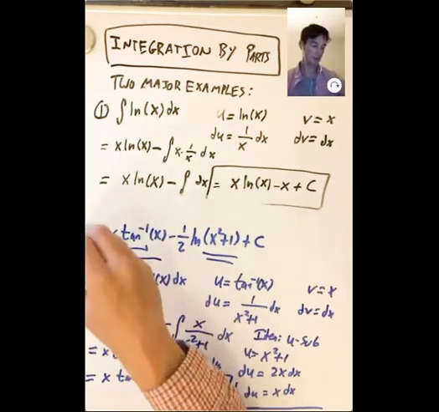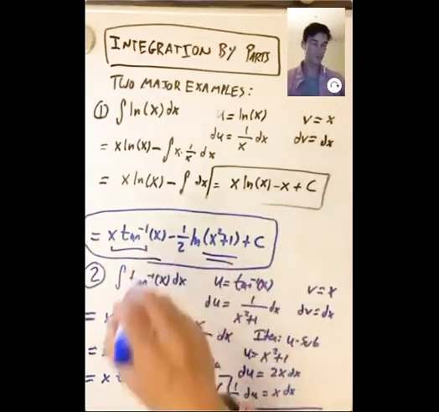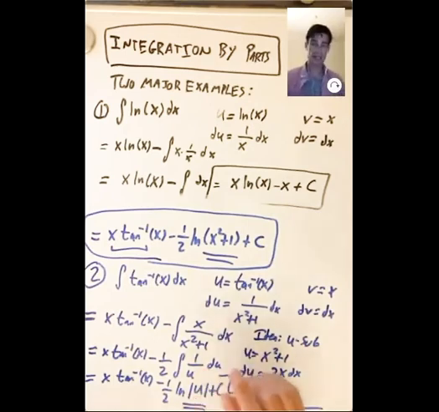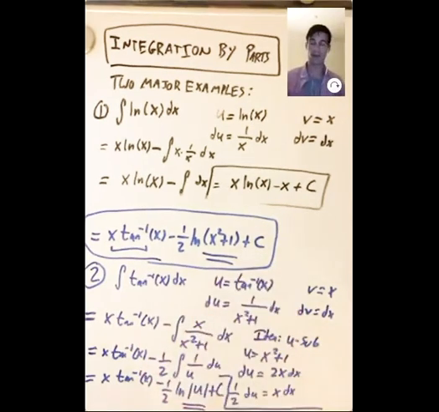These two examples are important to know because natural log of x, arctan, and 1 over x squared plus 1 are functions that will come up again and again throughout the rest of this course. I'll also point out that this idea of what happened in this problem is going to be really common for the rest of the course.